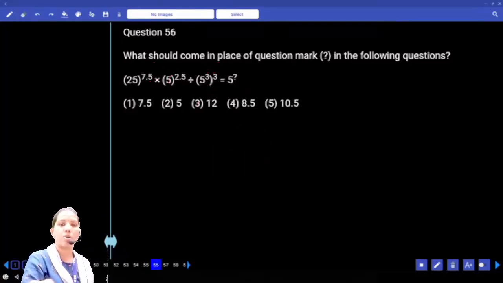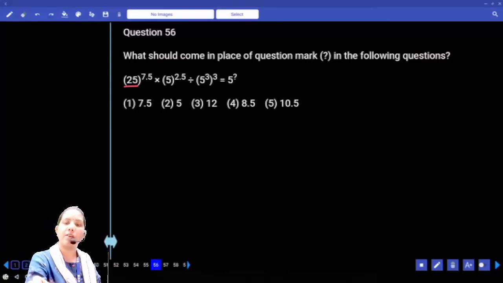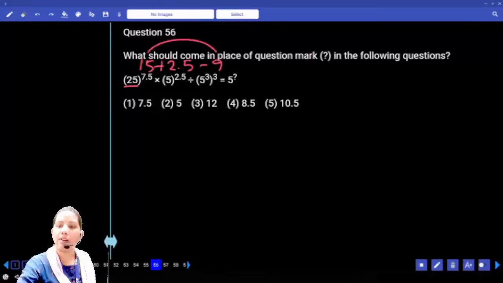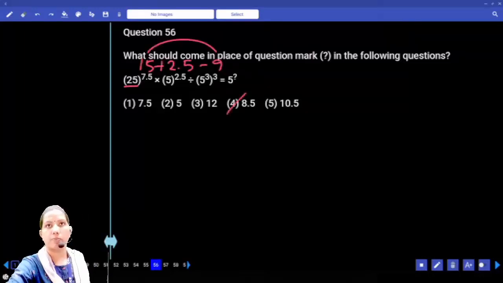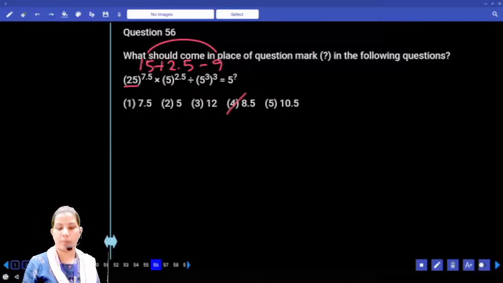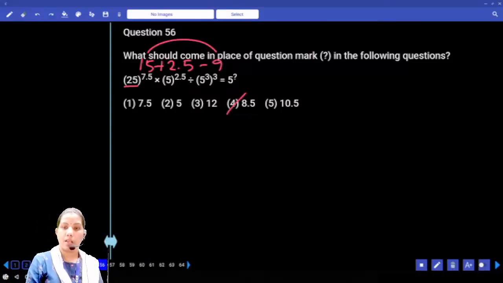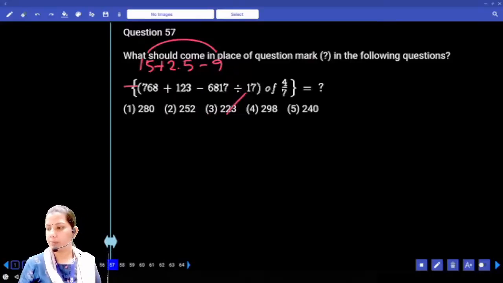Question number 56. What is 25 in 5 powers? 5 square whole power 7.5 means it is 5 power 15. It is plus 2.5 minus 6 plus 2.5, 8.5. Fourth option. Next 57.